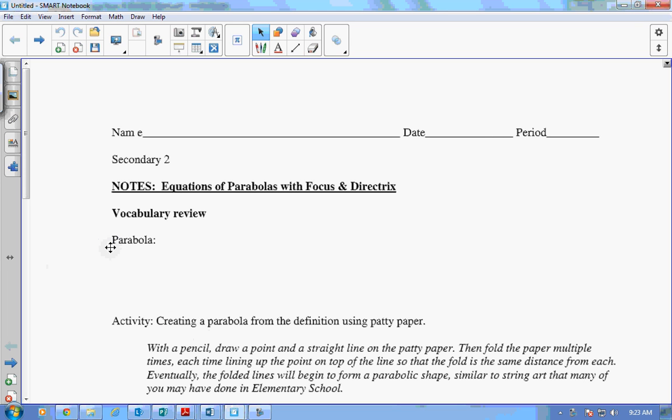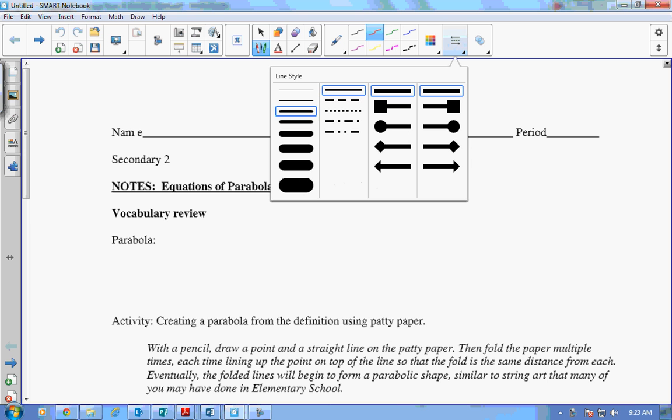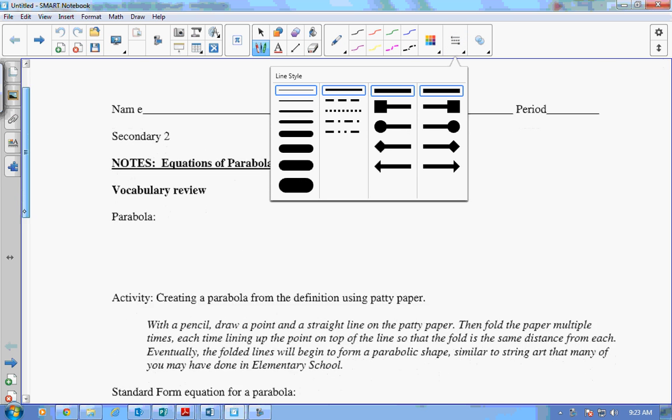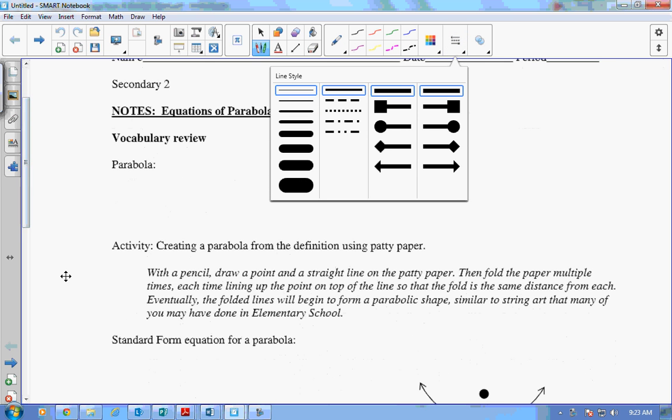Okay, notes on equations of parabolas with a focus and directrix. What is a parabola? It's a curved linear line. It's not linear, but it's a line. Yeah, we know that parabolas come from quadratics, right? Yeah, that's what I said.